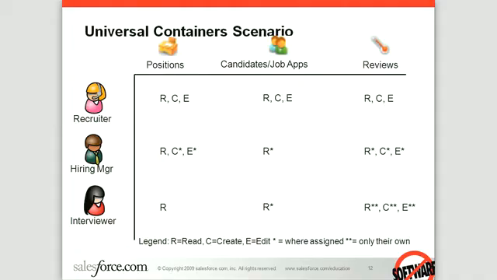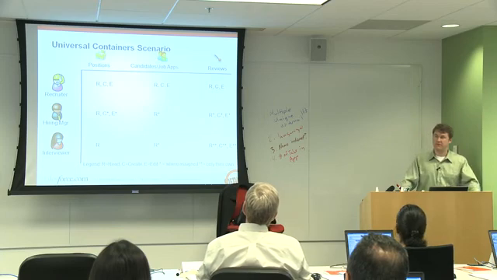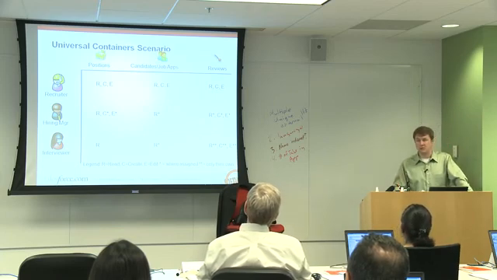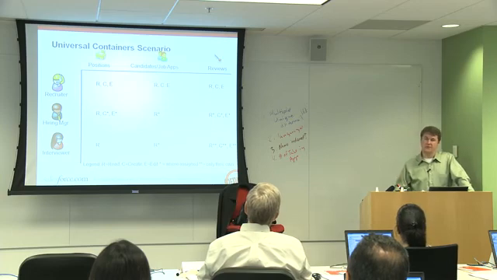All right, what we've done here is create a matrix, and the purpose of this matrix is to identify the different actors within Universal Containers and the different things that they're going to be able to do with different types of objects. Our vertical axis is our recruiter, hiring manager, and interviewers, our different actors, and the horizontal axis is different types of objects. Now, the RCE, what is that? Well, there are four different types of permissions associated with objects, and those are read, create, edit, and delete.